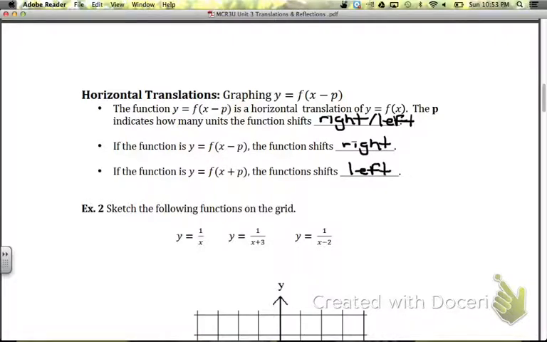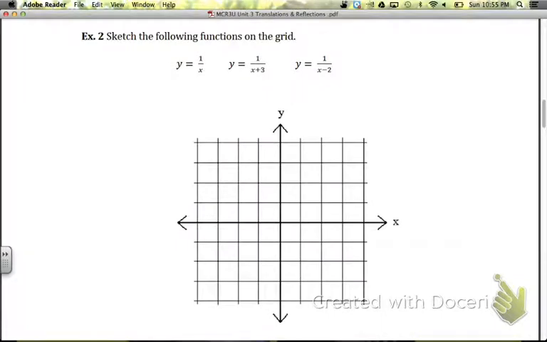One way that I like to think about it is when it comes outside of the brackets, it's going to change its sign. So now let's look at our actual graphs here where we're sketching. So let's sketch the following functions on the grid. So we have our function here, y equals 1 over x. Again, this is a base function where we do have a vertical and a horizontal asymptote. Now, we're only really worried about our vertical asymptote right now, since we're only moving left and right.